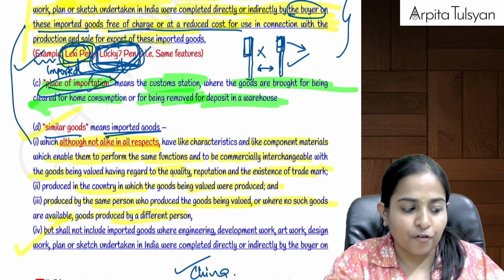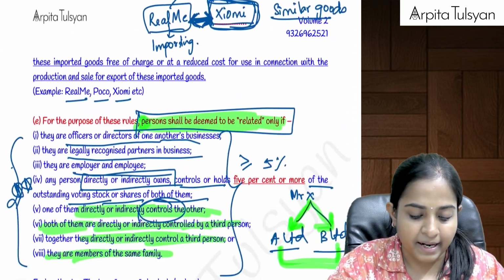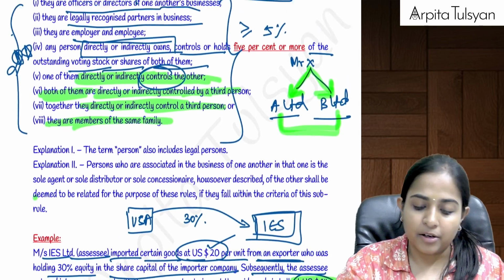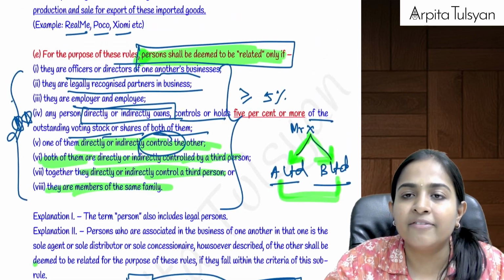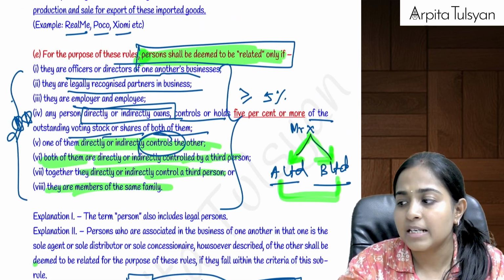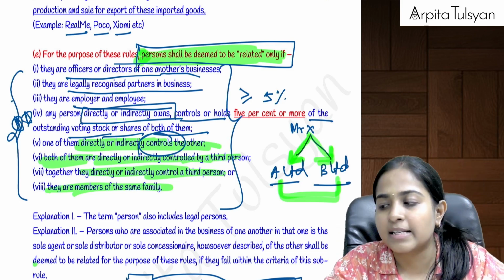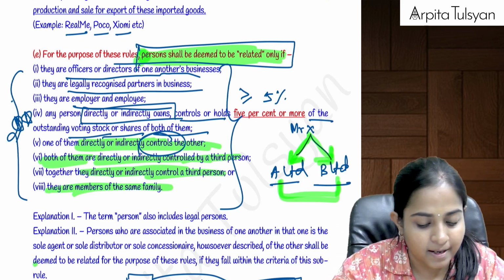Okay, if goods are supplied either free of cost here in India or at a concessional price here in India, then that will not be included in the definition of similar goods. Then going on to the next one, which is talking about related persons. In this case, employer and employee will be considered as related. Officers and employees of one another's business will be considered as related.